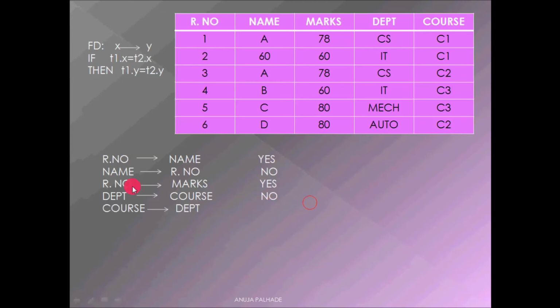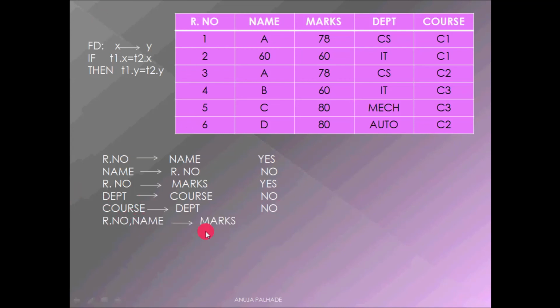Now, course determines department. Is there a repeating case in course? Yes, you can find a repeating case here. Now, are the y values going to match? No, those are not matching. So this is not functionally dependent. Okay.